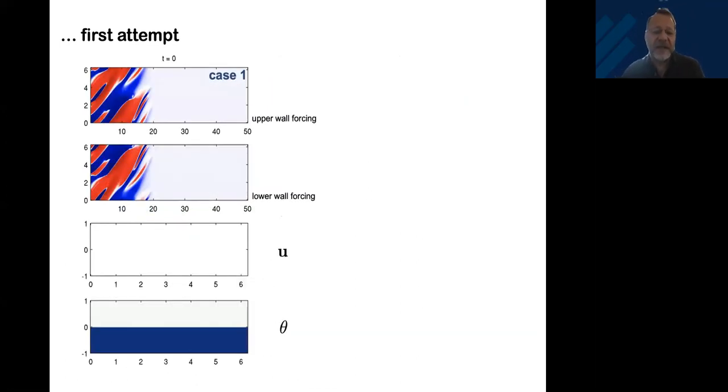So here are some figures. I'm going to show you first what happens if you do it with the instability. So let me just explain these four panels. The most important one is the bottom, of course. This is the passive scalar. We have blue on the bottom and white on the top as our initial condition. So we will see as the movie starts that this will change and will stir up.